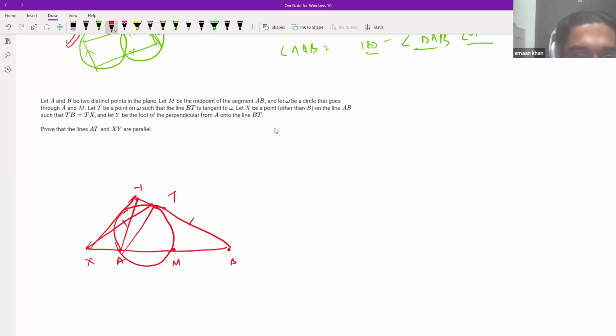Again, we should start off with making guesses on what could be cyclic here. I think YTAX seems cyclic. But the thing is that you need to show AT and XY are parallel. So for it to be cyclic, it has to be an isosceles trapezoid. Do you think it could be an isosceles trapezoid? No. So that guess doesn't work.